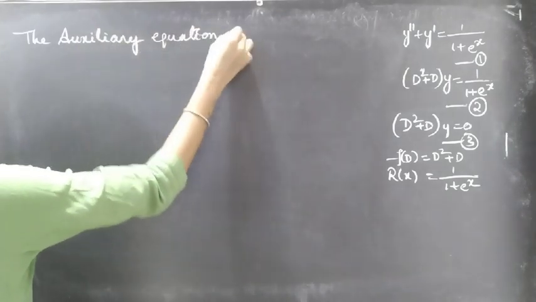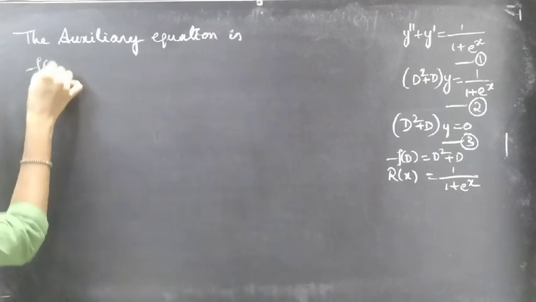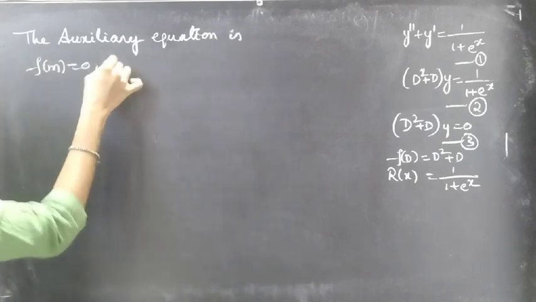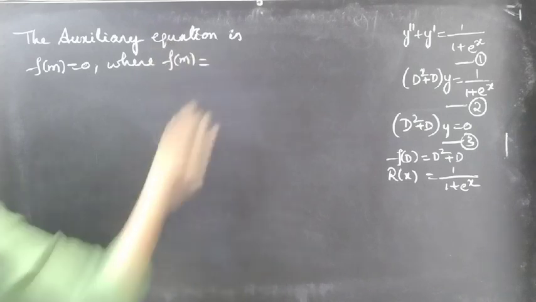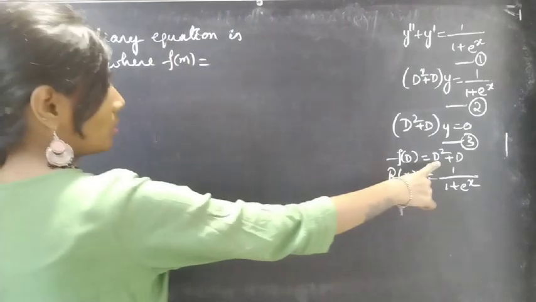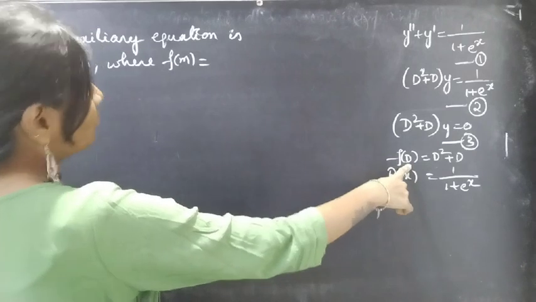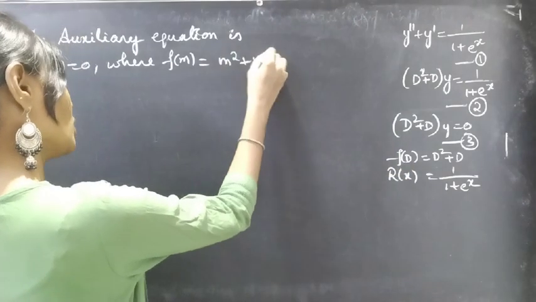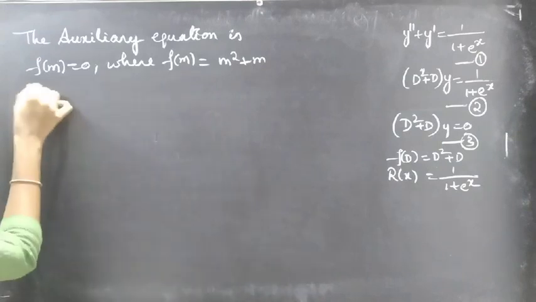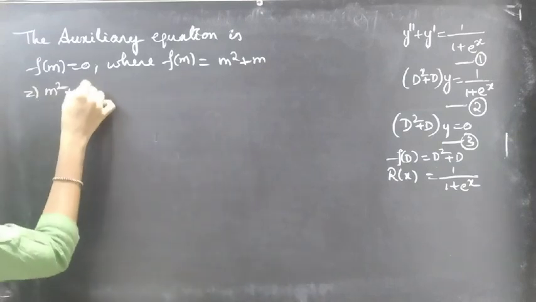The auxiliary equation is f of m equal to 0, where f of m is, we have D square plus D, right? Let's replace the differential operator by m, so that we'll get f of m equal to m square plus m. Now the auxiliary equation becomes m square plus m equal to 0.